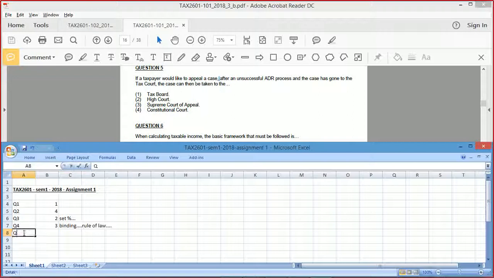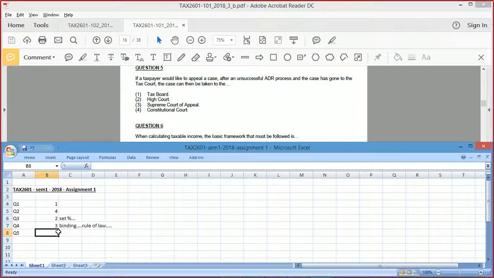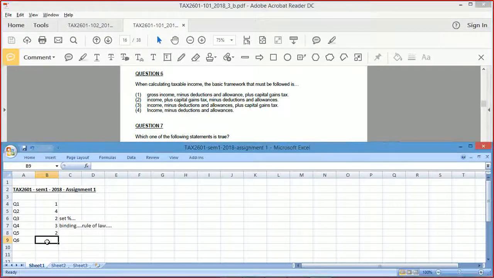Number 5. If your ADR is unsuccessful and it's gone to the tax court, where can the case be taken after that? To the High Court. Yes, we just saw it. Good. The High Court is 2. Number 6. When calculating taxable income, the basic framework, you saw it last week. Which one?